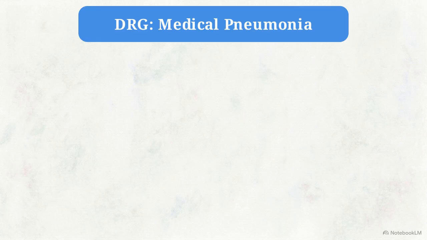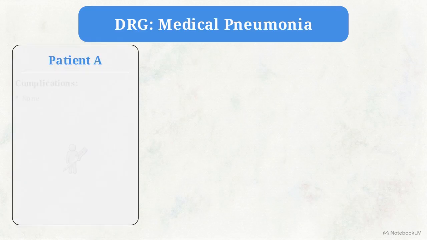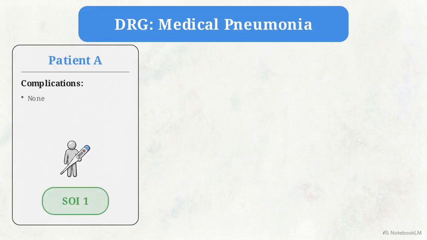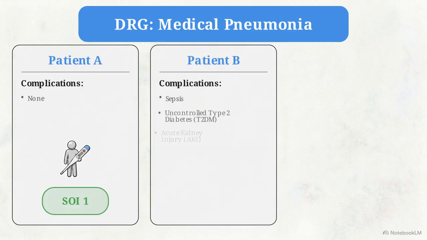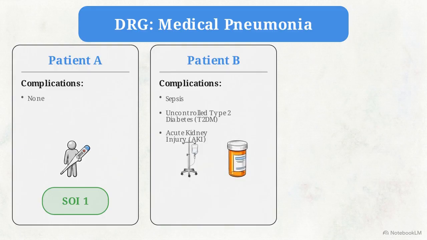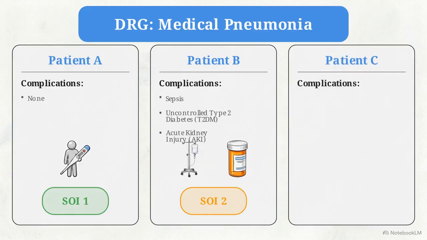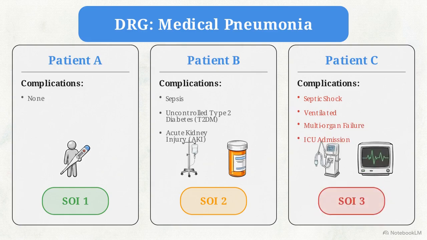They are all admitted to the ward and placed in the exact same category, medical pneumonia. Patient A is a standard case of pneumonia with no other issues. Because the care is straightforward, the system logs them as a level 1 complexity. Patient B has pneumonia as well, but they also have uncontrolled diabetes and develop sepsis and a kidney injury. These extra layers move them up to level 2. Finally, patient C crashes into septic shock, requires a ventilator, and is rushed to the ICU. Because of the intense effort required, the system assigns them a level 3.